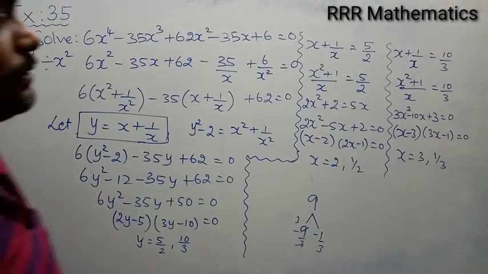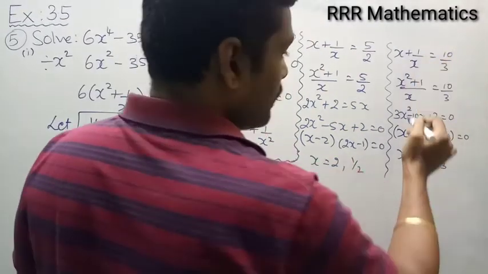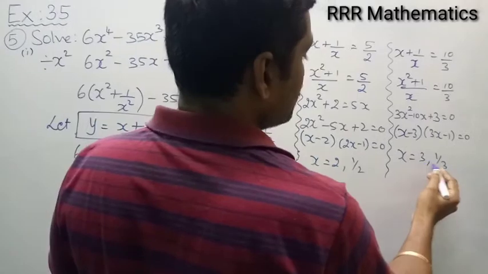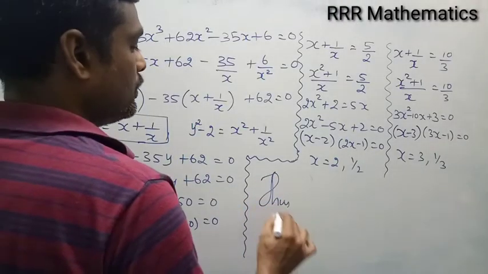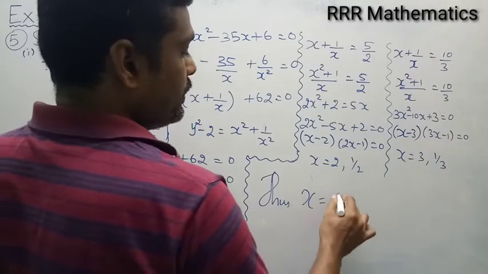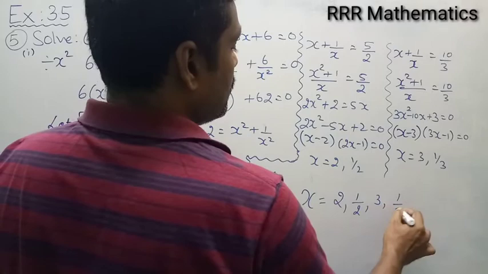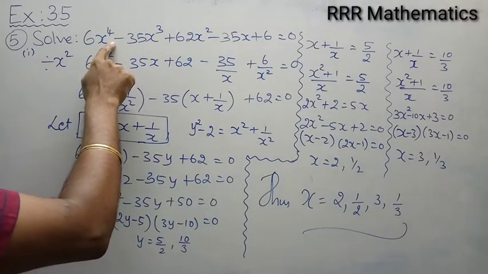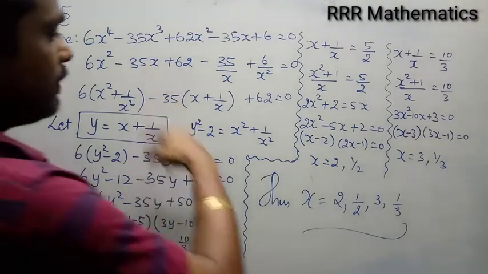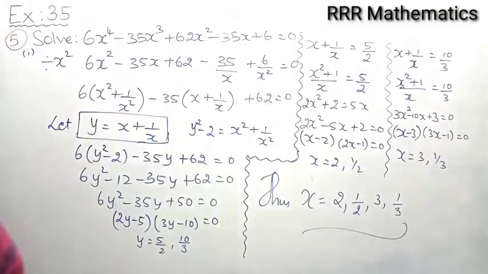Is it clear? So when you equate x + 1/x with 10/3, finally I am getting x = 3, 1/3. So in this case, x will be 2, 1/2, 3, 1/3. The given equation is degree 4, so it has 4 values. Finally I am getting 2, 1/2, 3, 1/3. Is it clear?